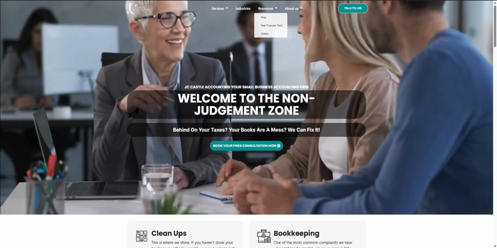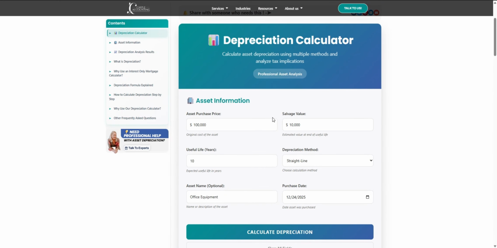Depreciation is how the IRS allows businesses to spread the cost of an asset over time. Instead of deducting the full purchase in 1 year, depreciation lets you deduct a portion every year. Why does this matter? Because depreciation directly affects your taxable income, your annual deductions, your long-term tax planning. And choosing the wrong depreciation method can cost you money. Let's walk through the calculator.